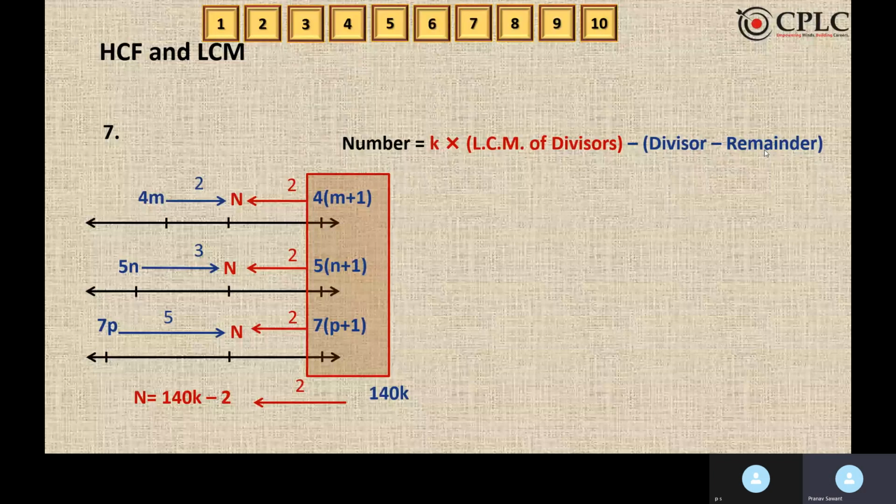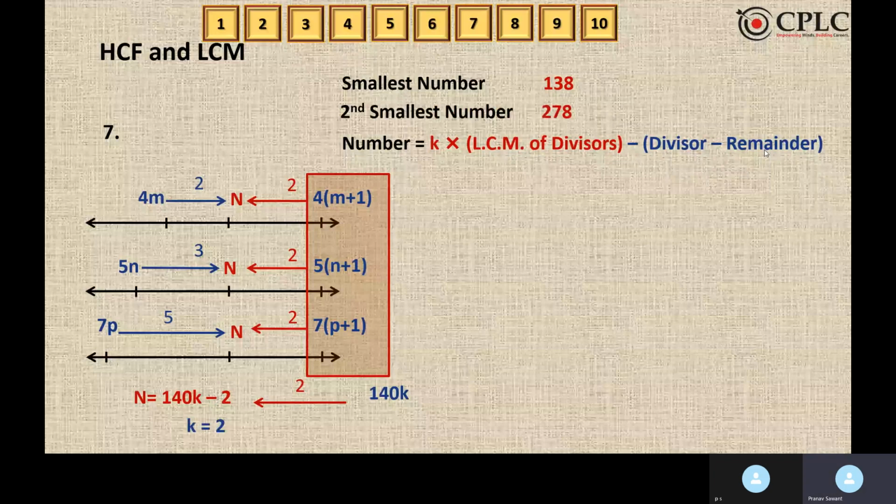So k into 140 minus (divisor minus remainder), which in each case is 2. So n is equal to 140k minus 2. Now substitute the value of k to get the smallest number. Don't make a mistake of substituting 0 over here, because if we substitute 0, we will get a negative number, which is not acceptable. So if you can't take 0, take 1. So 140 into 1 minus 2, that's 138. And 138 is the smallest number.